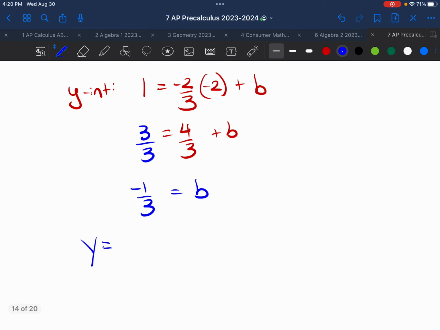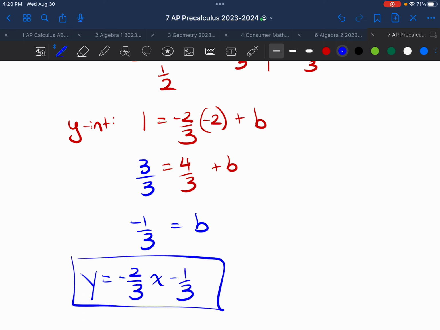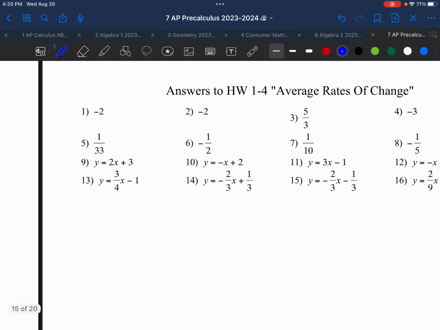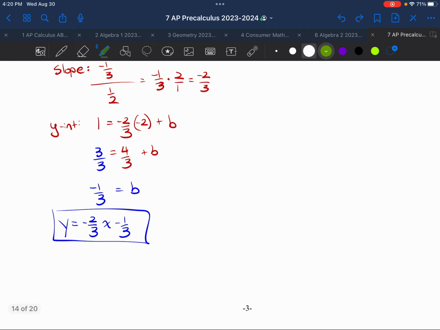From there, I'm going to write our final equation. Y equals m. M is negative 2/3, negative 2/3 x plus b, which is minus 1/3. Final answer in box it, negative 2/3 x minus 1/3. Negative 2/3 x minus 1/3. We got it correct. So we're going to come down here and highlight you.